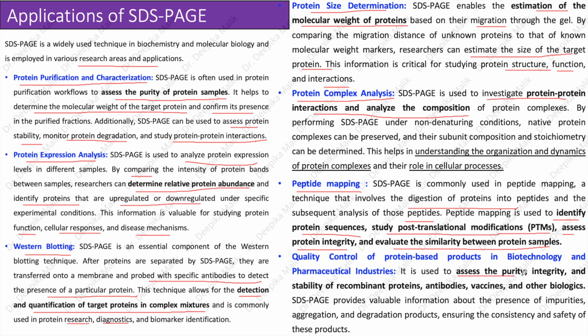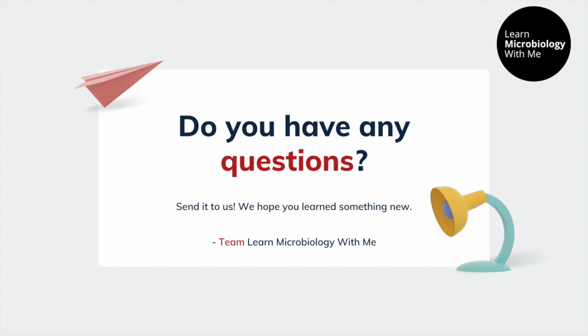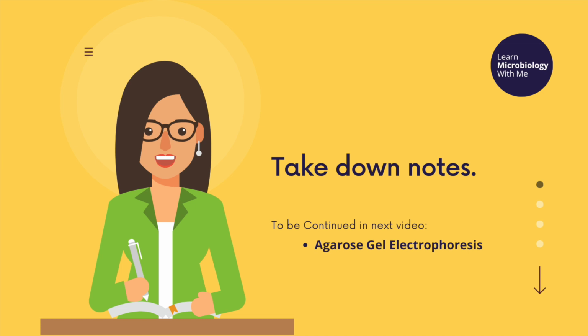It is used to assess the purity, integrity, and stability of recombinant proteins, antibodies, vaccines, and other biologics. SDS PAGE provides valuable information about the presence of impurities, aggregation, and degradation products, ensuring the consistency and safety of these products. So with this, we wind up the principle and application of SDS PAGE. In the next session, we'll discuss agarose gel electrophoresis.